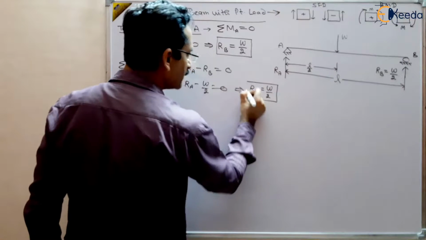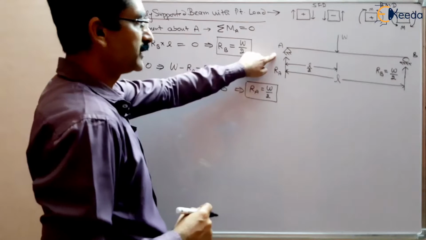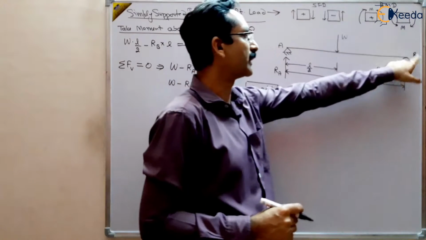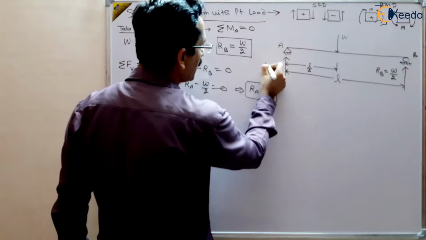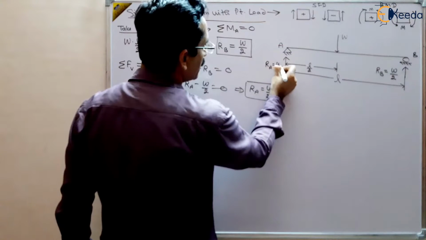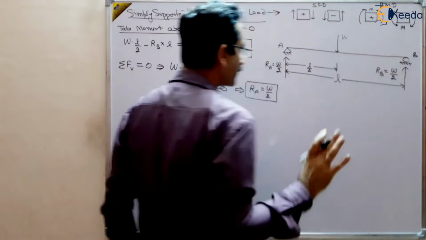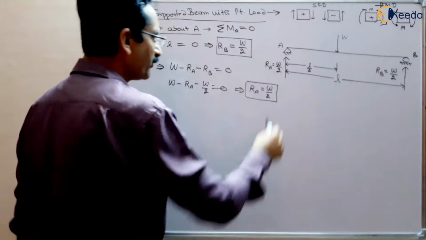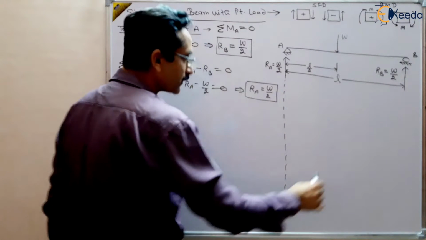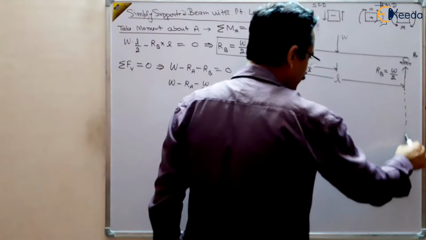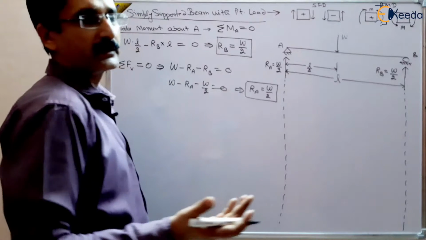So half of the load is taken by the hinge, and half of the load is taken by the roller joint, right? So RA is equal to W by 2, and RB is W by 2. Both are W by 2. And we want to draw the shear force and bending moment diagram. Now we can find the reaction at a certain point. You can choose any direction.